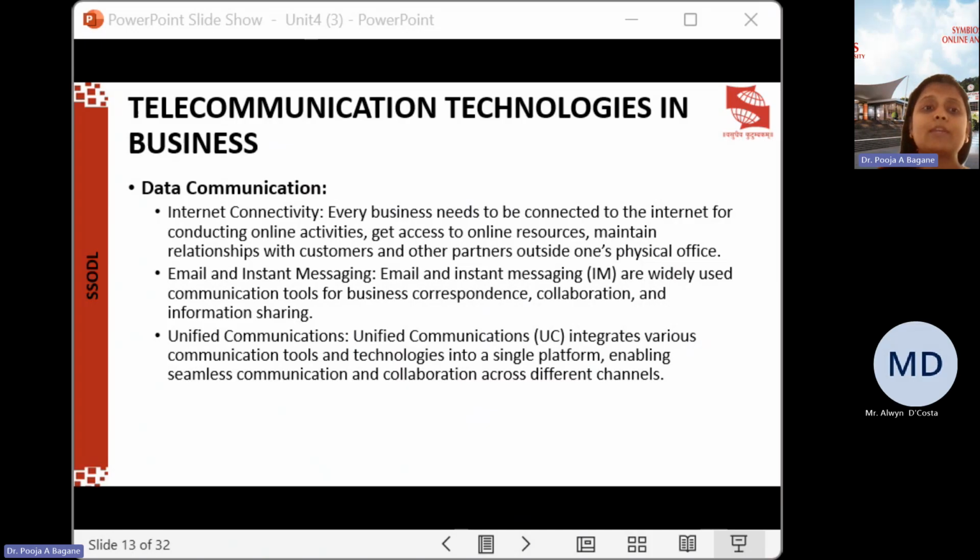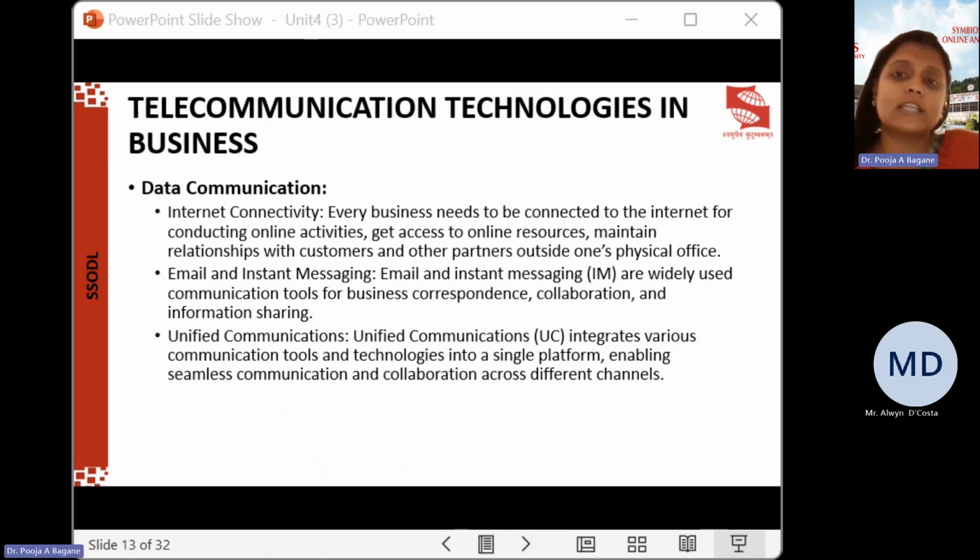Then there are collaboration tools. This unified communication platform has collaboration tools like document sharing, screen sharing, whiteboarding, and project management features to facilitate teamwork and productivity. Integration with business applications is also possible with the same.